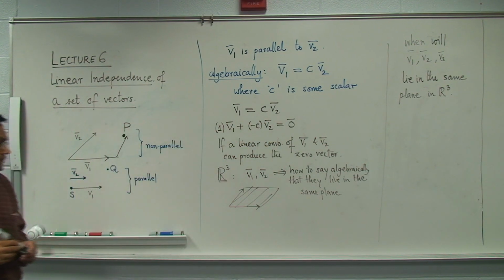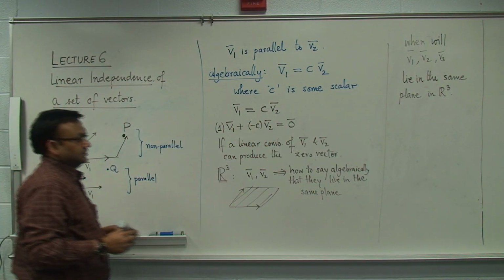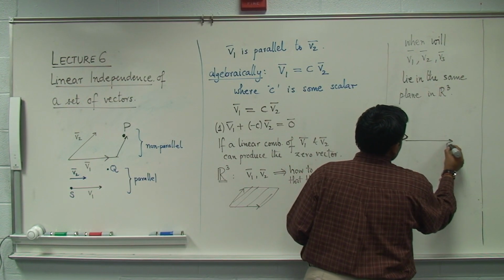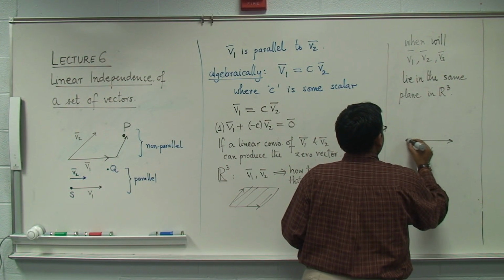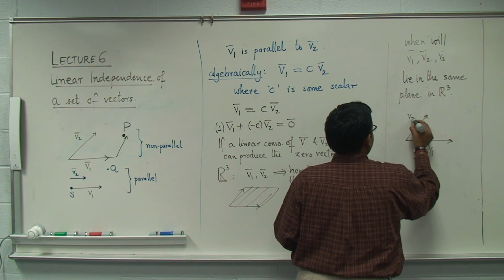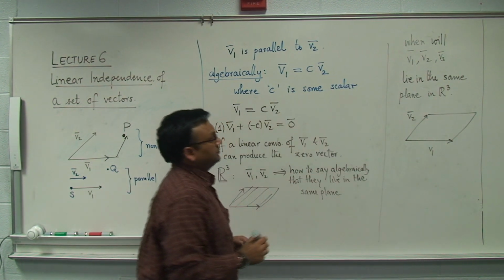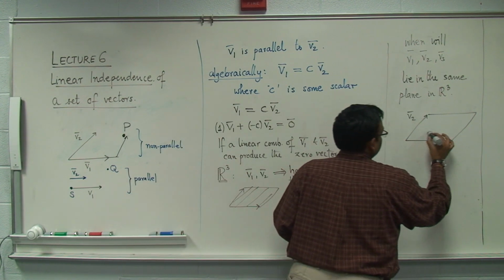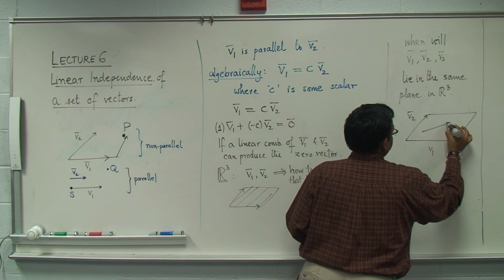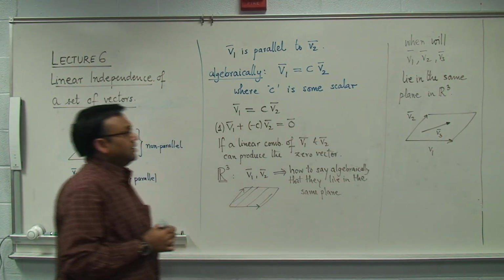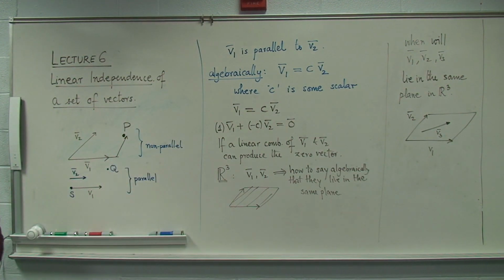Okay. So let us look at a sample vector and see what happens. If I am given a vector V1, if I am given a vector V2, we know these guys will always form a plane. And I want my third vector to lie in this plane.